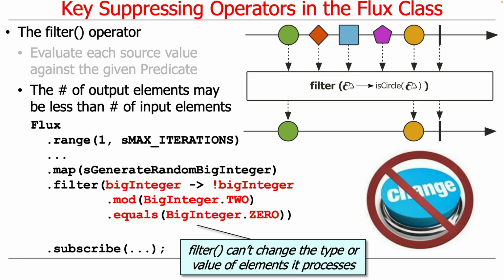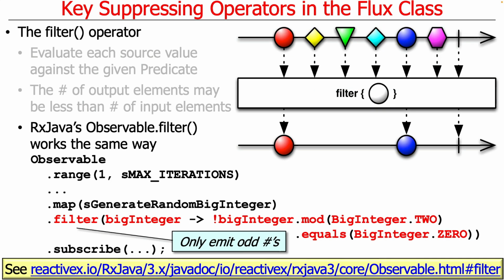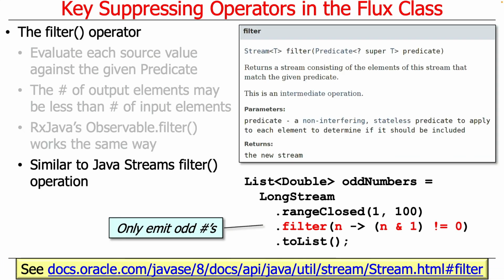Note that filter can't change the type or value of the elements it processes. That's very much like we just talked about with the action operators, like doFinally or doOnComplete or doOnNext, doOnError, and so on. RxJava has a filter operator that works exactly the same way for the same purpose. All these things are very similar to Java's filter operation on Java streams.